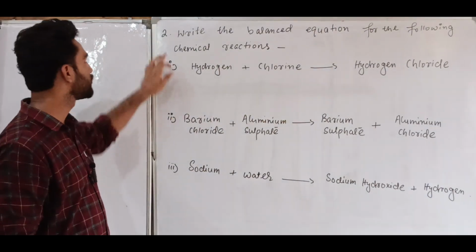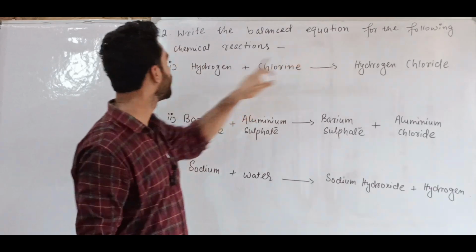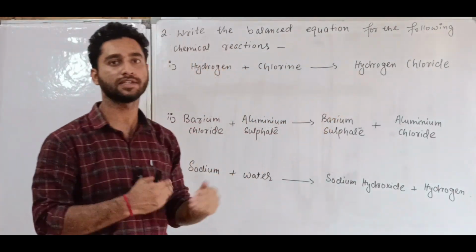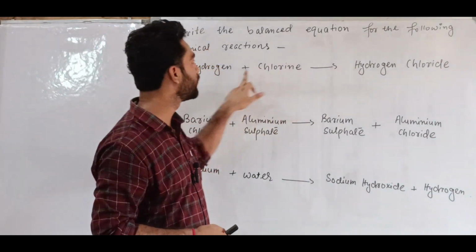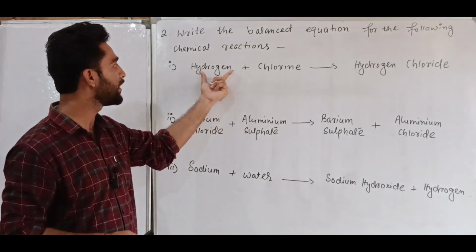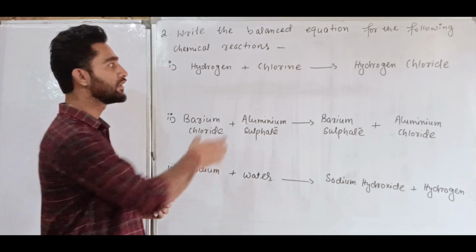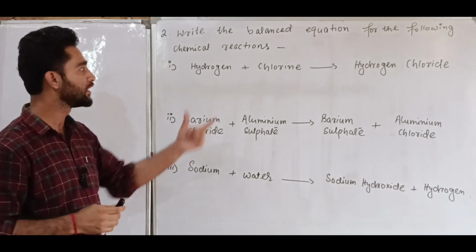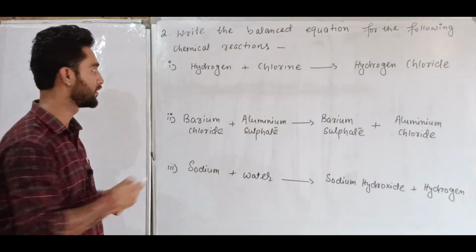Okay, let's see question number 2. So what is asked in question number 2? Write the balanced equation for the following chemical reactions. So these chemical reactions are given, and we have to balance them. Now this kind of chemical reaction is called a word equation, or also a skeletal equation. So first we have to convert this skeletal equation into a chemical equation. Chemical equation means the symbolic representation of the reactants and the products. So first we convert into a chemical equation, then we balance the chemical equation.